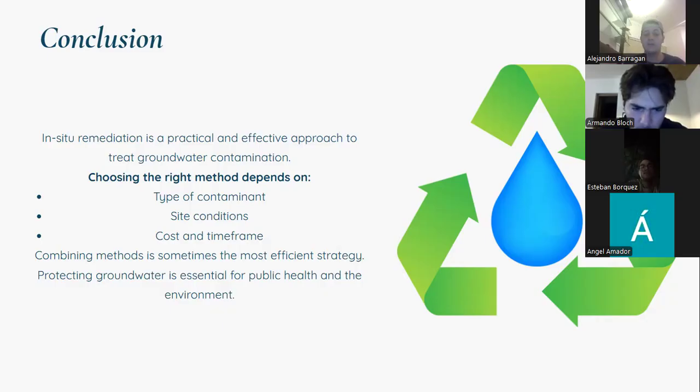Protecting groundwater is essential for public health and the environment because it's one of the most abundant waters that we can drink in the world. Thank you.